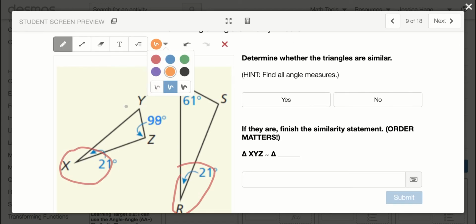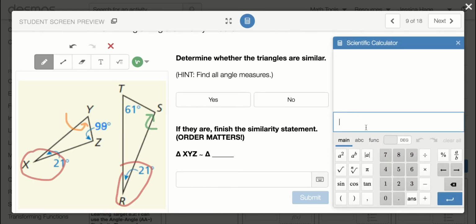So what you want to do is try to find these unknown angles like angle Y and angle S. And if you get one of those to match one of the other angles in the other triangle, then we'll be able to say, yes, these are similar. Remember, the angles in a triangle add up to 180. So the triangle on the left, if we're trying to find angle Y, we might do 21 plus 98, which equals 119. And then we can subtract 119 from 180 to figure out what's left over. And that gives us 61.